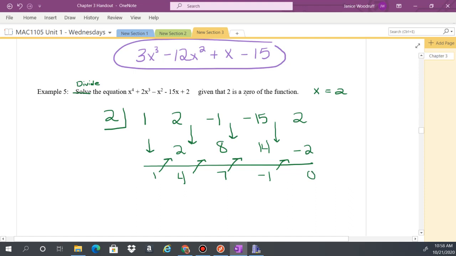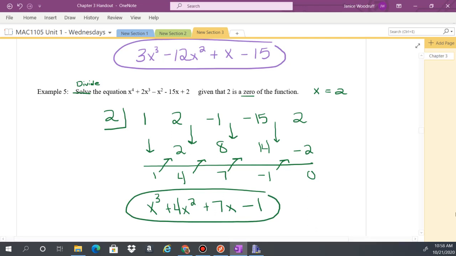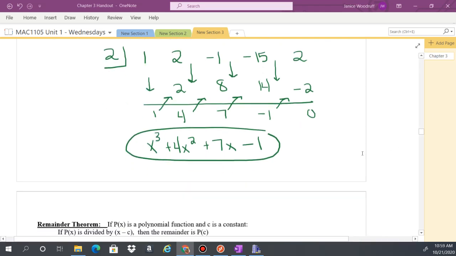Because it tells me it's a 0, that means I should get a remainder of 0. And then 1 degree down would be a 1x cubed plus 4x squared plus 7x minus 1. And then as I go to solve, I can further start from there and further solve the problem, which we will do in the next section. We just have to look at a few other things.